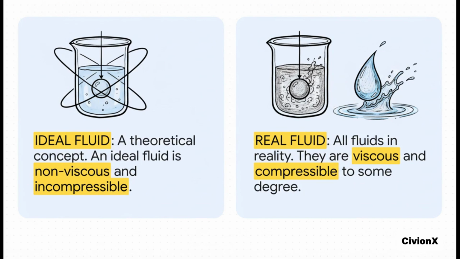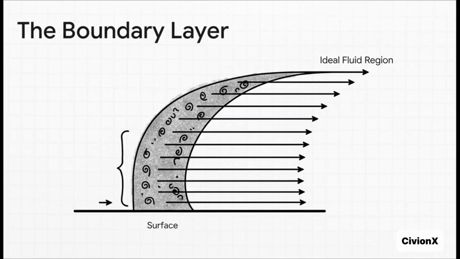So, on one hand, you have the ideal fluid. This is a total fantasy concept. It has zero viscosity, meaning no friction at all, and it's incompressible, so you can't squish it. It doesn't really exist, but boy, does it make the math easier. On the other hand, you have real fluids: water, air, everything that actually exists. They all have some internal friction, and they can all be compressed a little bit. So, why does this difference even matter?